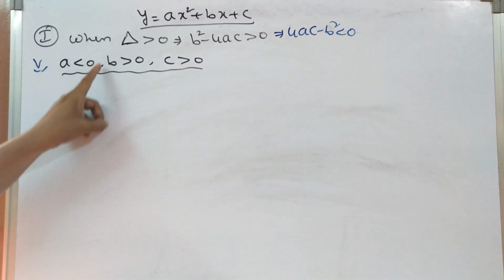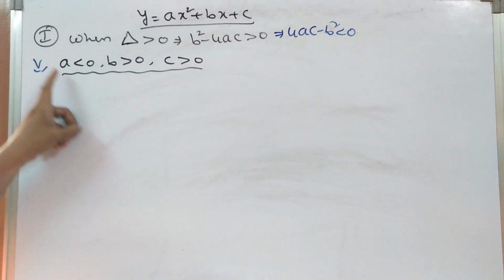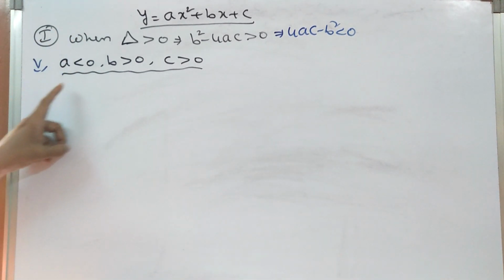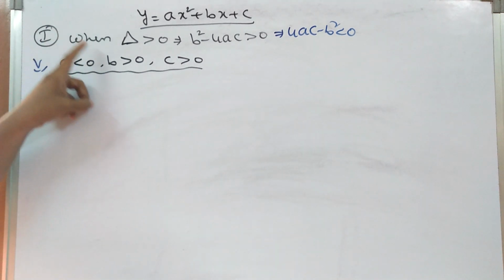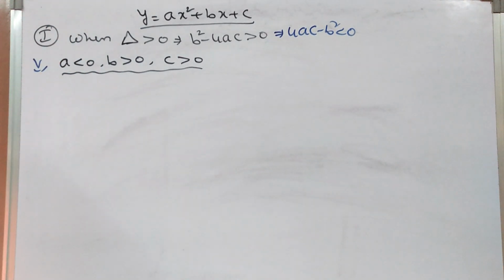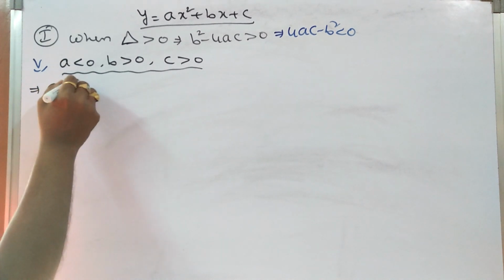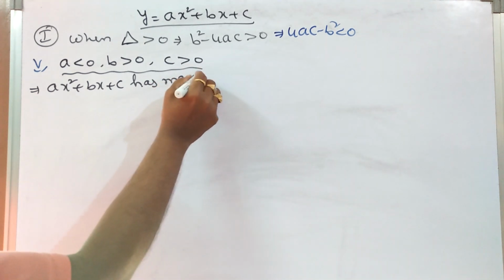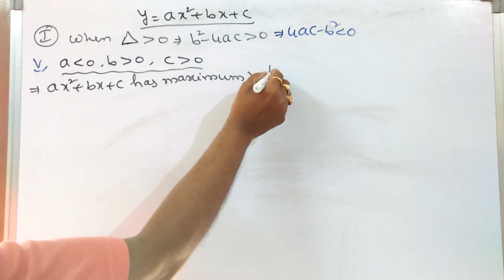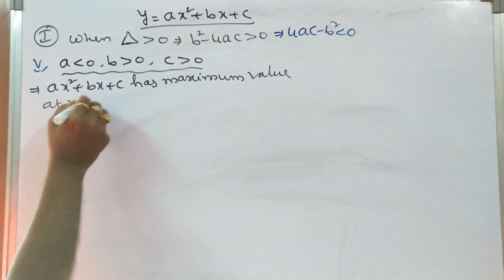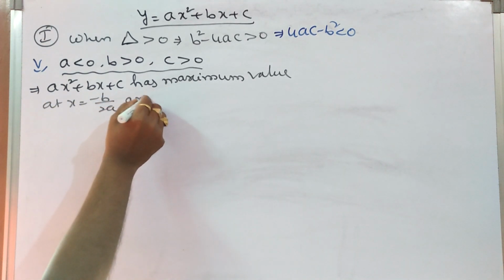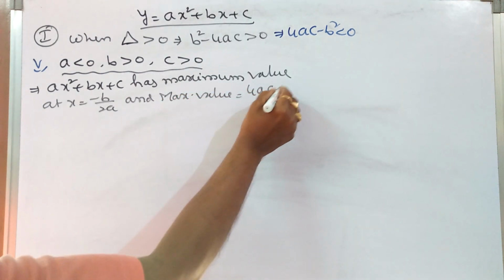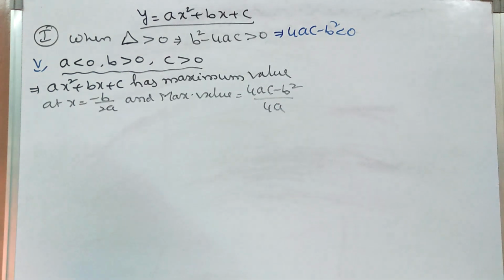First point you have to observe is a less than 0. Till now, whatever the four cases we took, a is greater than 0, minimum value. A less than 0, maximum value. So this implies ax square plus bx plus c has maximum value at x is equal to minus b by 2a, and maximum value is equal to 4ac minus b square by 4a.